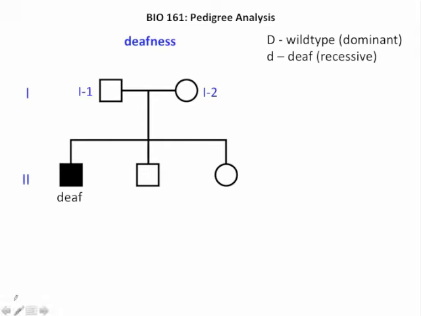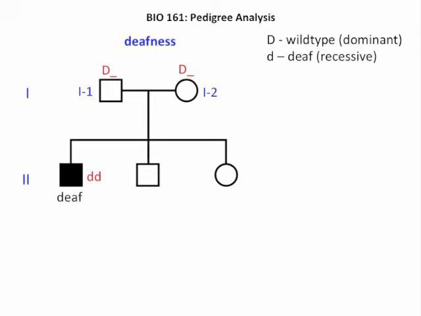Okay, so if you want to infer genotypes based on phenotypes, you start with the individual whose genotype you can figure out first. In this case, that's any individual showing the recessive trait. So in order to be deaf, the individual has to be little d, little d. Now, if you look at his parents, just from their phenotypes, all you know is that they must have at least one dominant allele because that's what allows them to not be deaf.